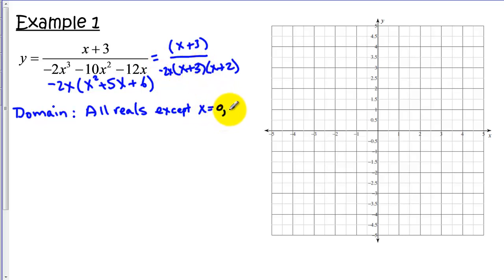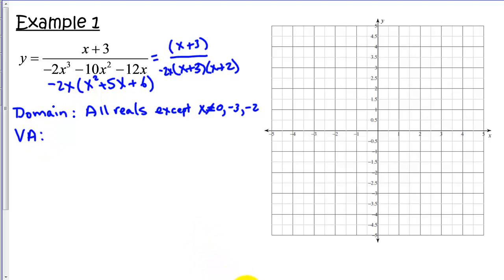Here I get negative 3. And here I get negative 2. So we're going to put that as x cannot equal those numbers. So x can equal any number except for 0, negative 3, and negative 2. Now let's find our vertical asymptotes. I'm going to abbreviate that as VA for vertical asymptotes.